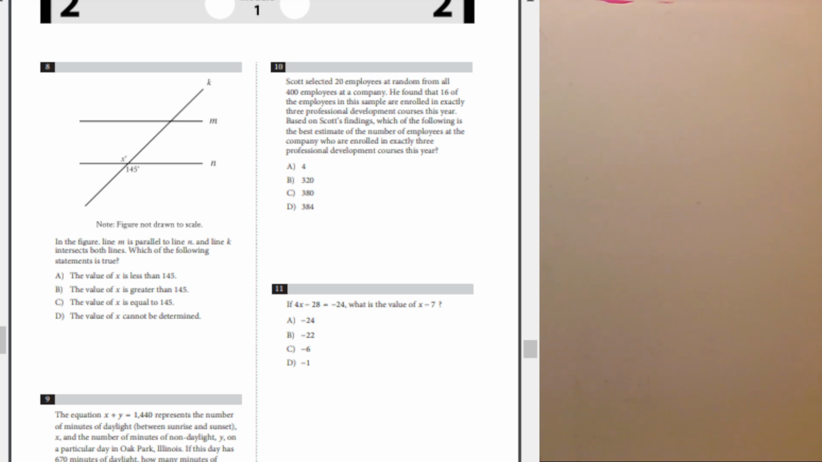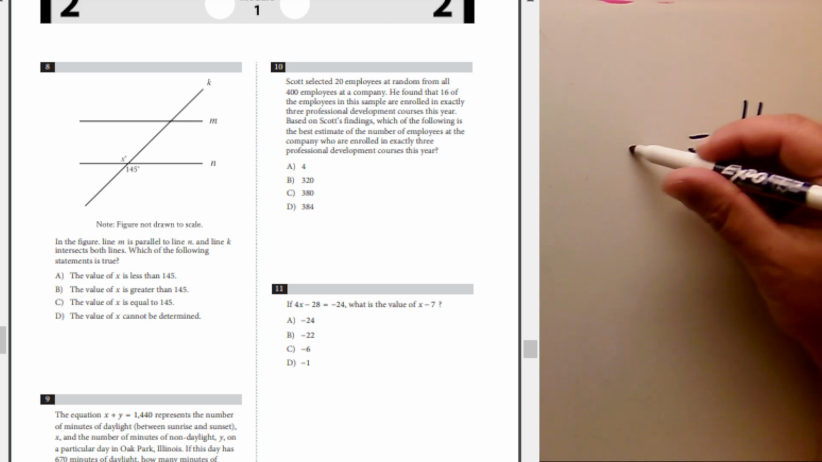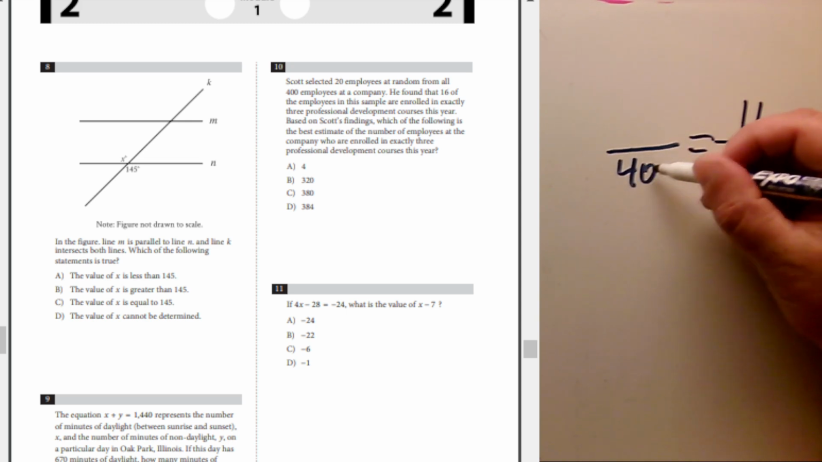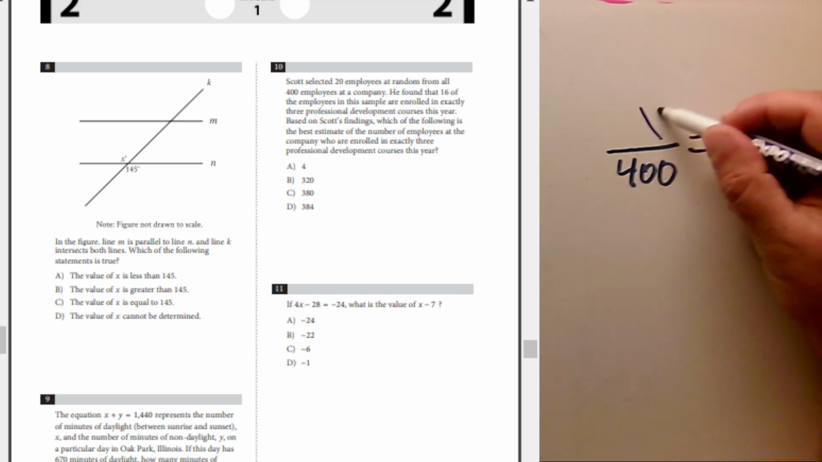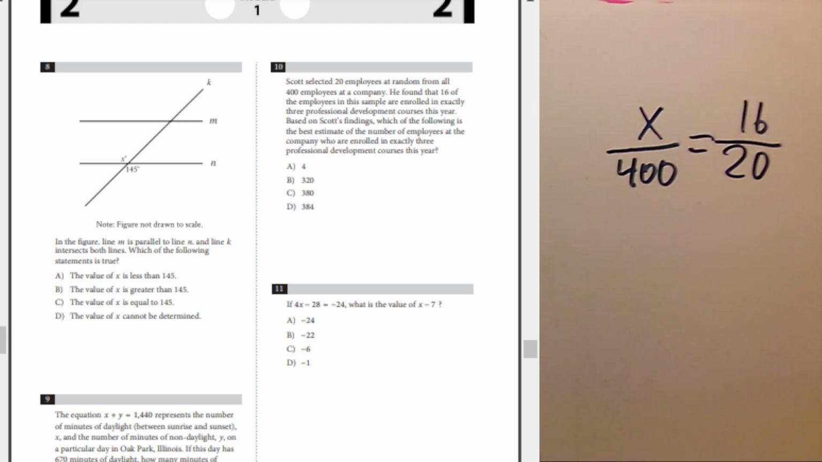So we have 400 employees at the company, and Scott selected 20 employees. And 16 out of 20 of those employees are in 3 professional classes. And so using that we want to project it to 400 employees, and we want to search for X. And so this is a simple problem. There's a lot of ways to solve this problem. I like to use cross multiplication.